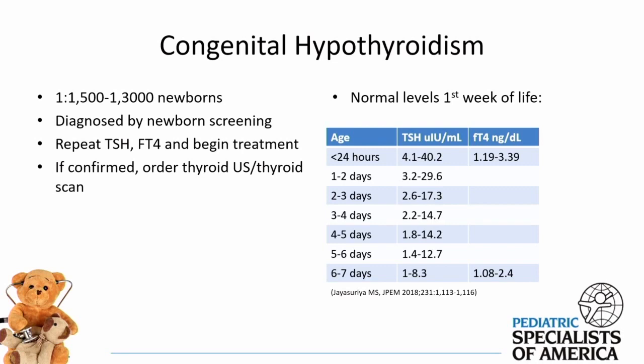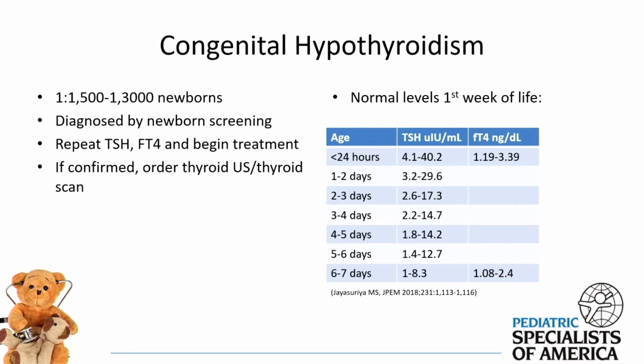If you have a high level, usually more than 30 or 40, you should start treatment with levothyroxine, 10 to 15 micrograms per kilo per day, and repeat TSH and free T4 immediately before starting treatment. Therefore, you don't need to wait for the results to be back, because remember that the IQ of the baby may be affected. If the level is between 15 and 30, then you can wait to repeat the newborn screening. If the baby has hypothyroidism, you should order a thyroid scan or a thyroid ultrasound, and there are pros and cons for each one.